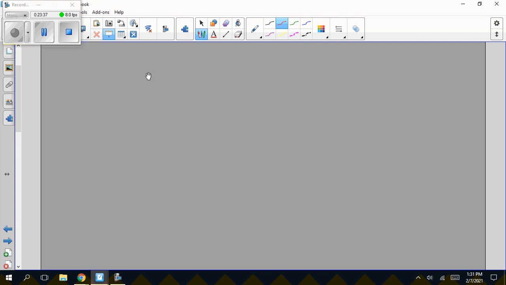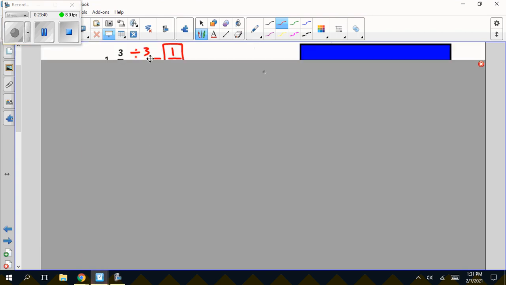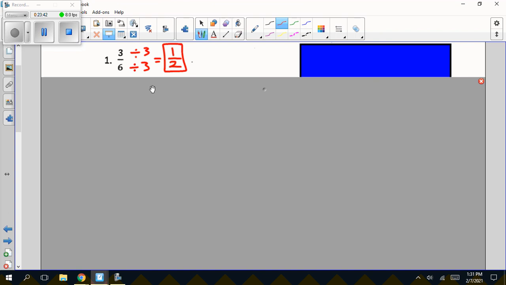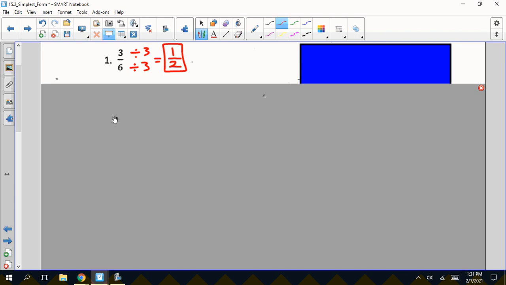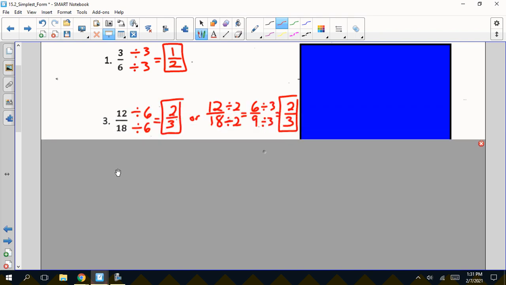Now I've placed the shade up here, so I'm going to go ahead and scroll this down. The first one was 3/6, and the GCF is 3. The biggest number that goes into both numbers is 3. So divide the top by 3, divide the bottom by 3, you get 1/2. On the next one, there's 2 ways to do it. The numbers that go into 12 and 18 are 6, 2, and 3. So if we divide by 6, which is the GCF, we're going to get 2/3, which is in simplest form.